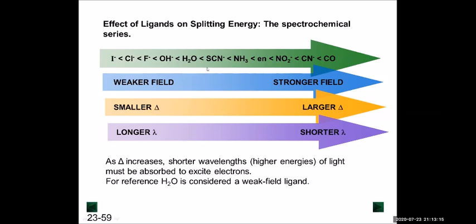Water is considered a weak field ligand. So that's the sequence. For our practice and for future explanation, we'll just pick water, and the ones more to the left are the weak field ligands. The ones more to the right are the strong field. So remember, they have a big difference in the d orbital splitting.